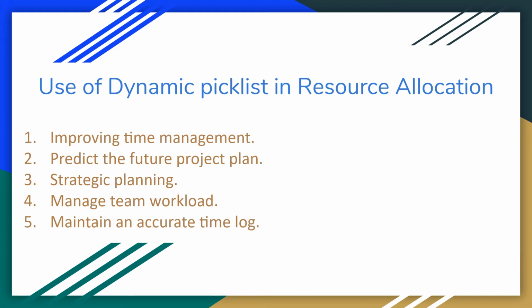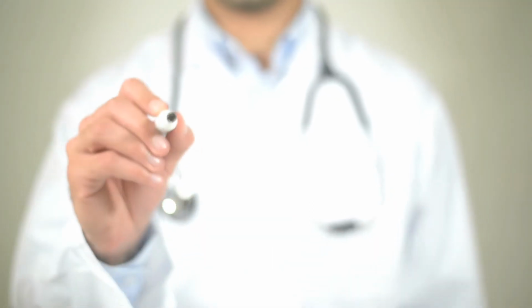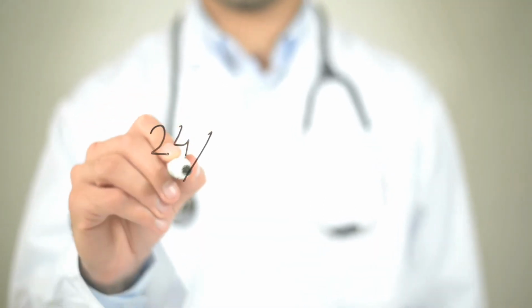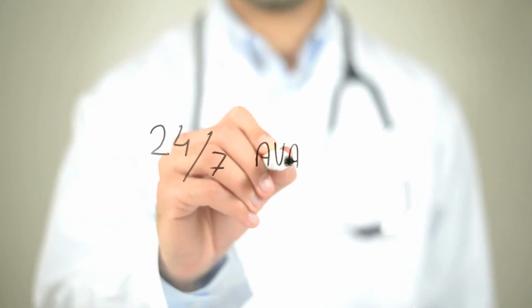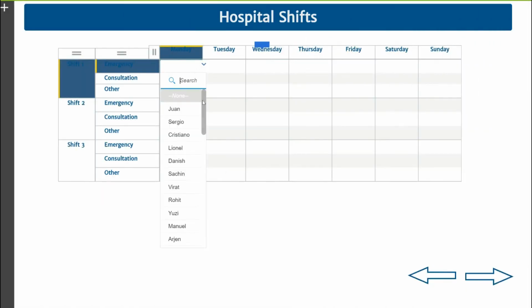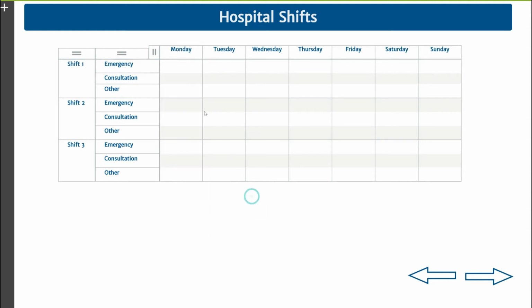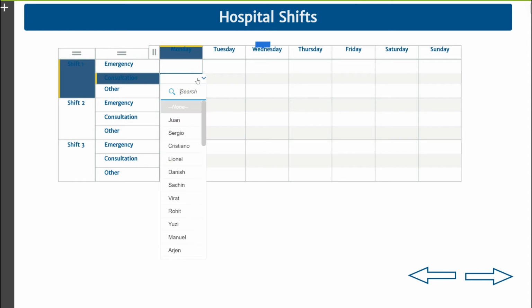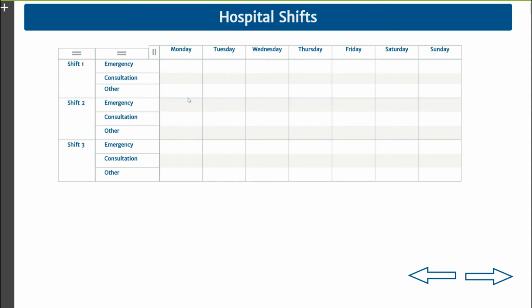Let's understand better through an example of hospitals, where they need doctors available 24/7 across different shifts and departments. Let's click Get Started. A hospital has 3 shifts and has 3 departments: emergency, consultation, and others for their doctors to work on a weekly basis. The hospital management wants to plan workload weekly between doctors accurately so there is no chance of wasting time and money and have more efficient planning.